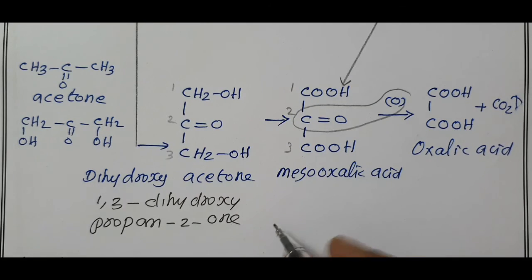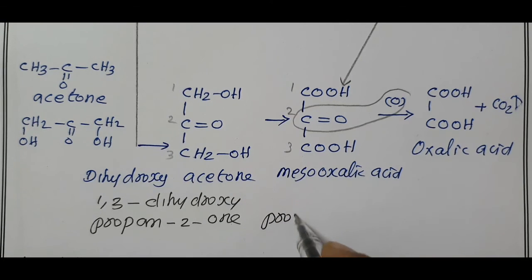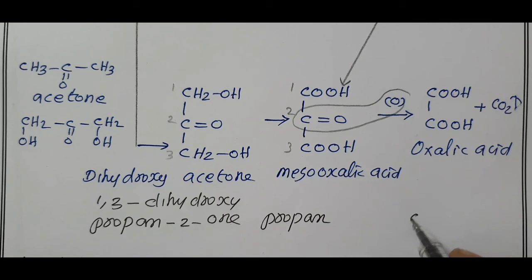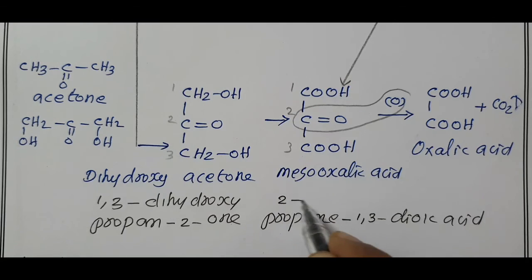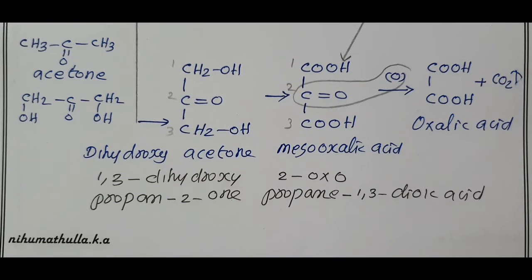Shall I write the IUPAC name here? Propane, carbon single bond, oic acid. 2 carboxylic acids, dioic acid. Position of dioic acid: propane 1,3 dioic acid, and in the second carbon we have 1 oxo. 2 oxo propane 1,3 dioic acid.